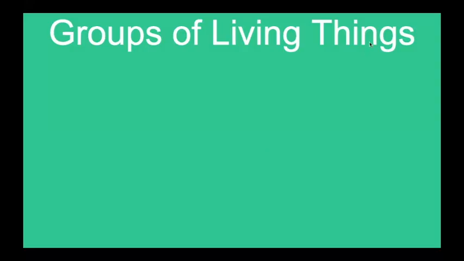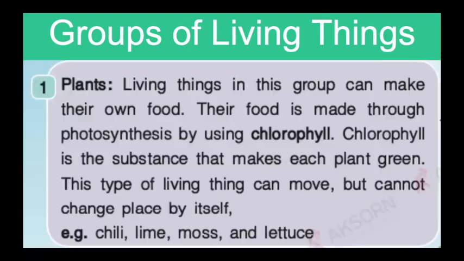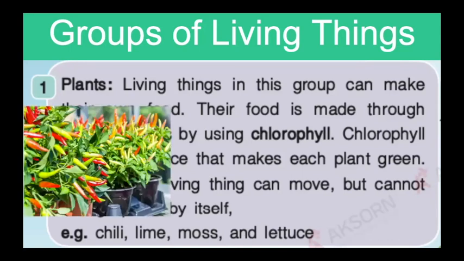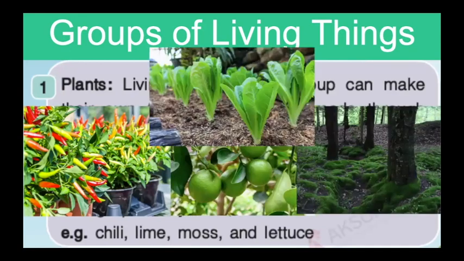So, we know that there are three groups of living things, right? Plants, animals, and others. We discovered that living things in the plant group can make their own food. Also, they can move, but they cannot change place by themselves. Some examples are chili, lime, moss, and lettuce. These are examples of plants.